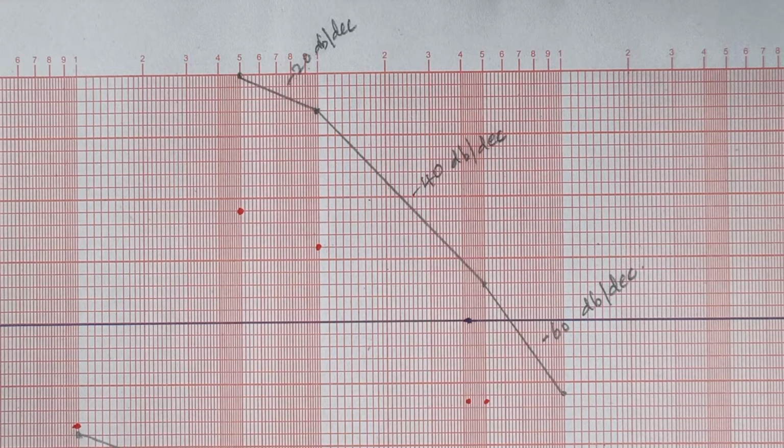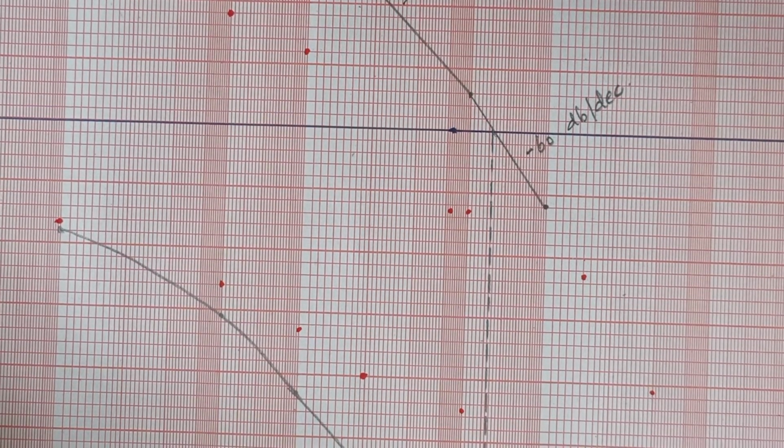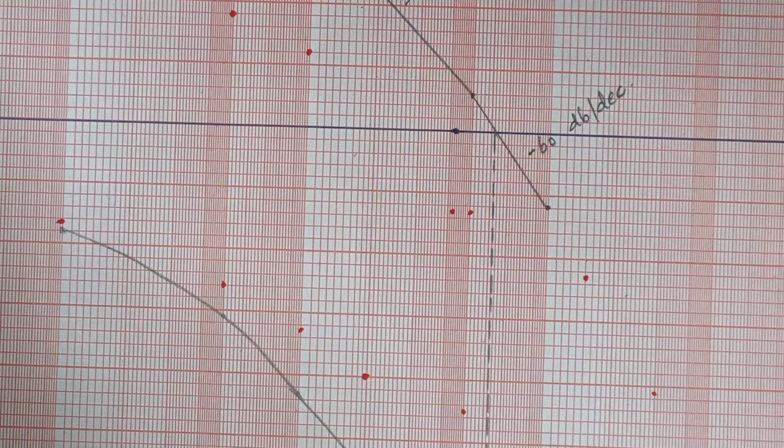Am I making things clear? These are all the basic things we had already studied in Bode plot, right? Now we are proceeding to step 3. So in step 3, we need to calculate the phase margin, right?